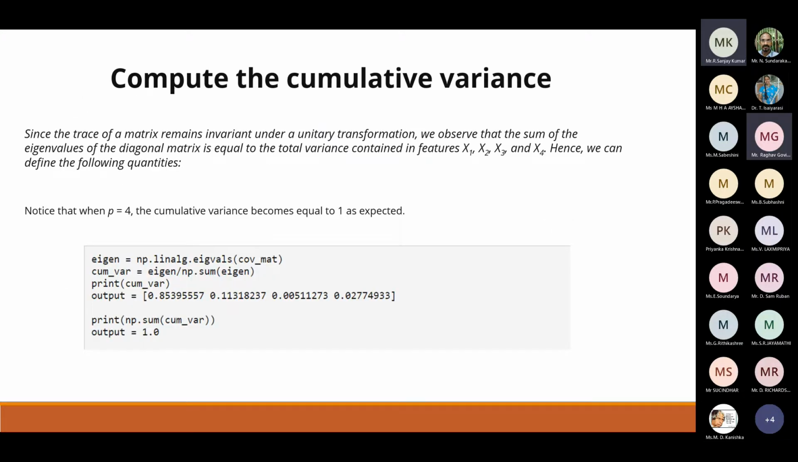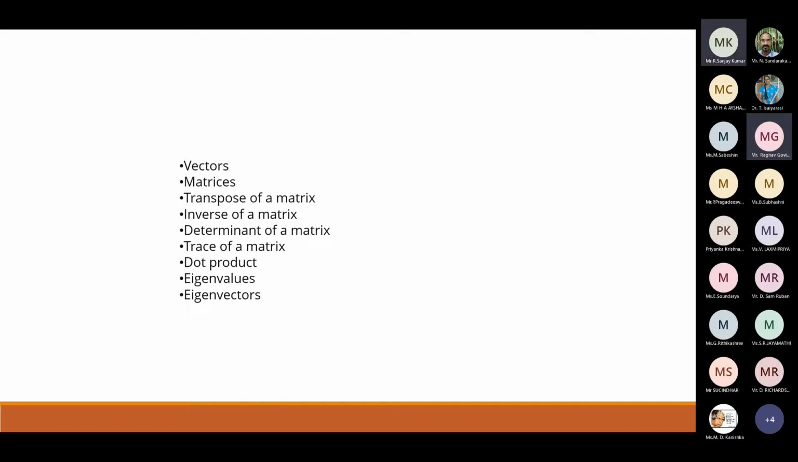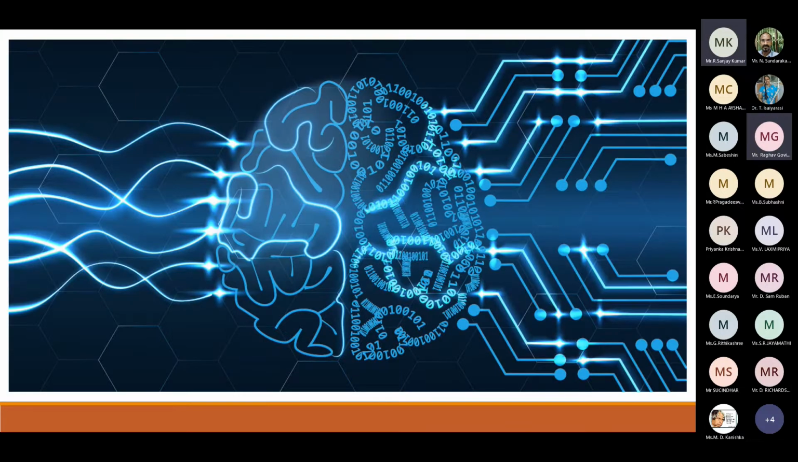Compute the cumulative variance. Since the trace of a matrix remains invariant under a unitary transformation, we observe that the sum of the eigenvalues on the diagonal matrix is equal to the total variance contained in the features. Vectors, these are the topics we have discussed. Next, our mate Sanjay is going to explain about linear algebra in this topic.